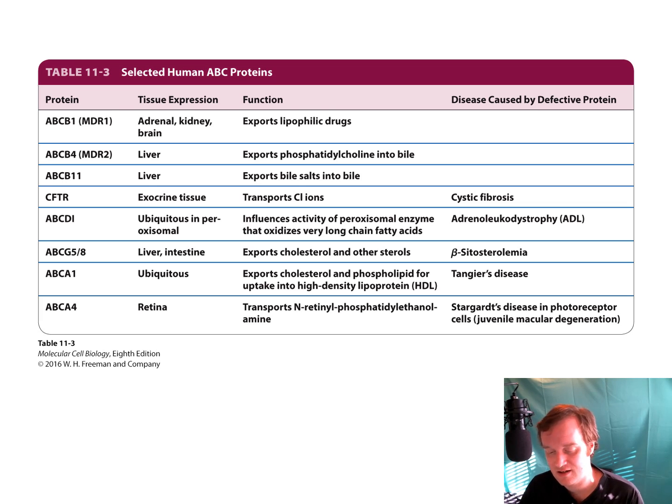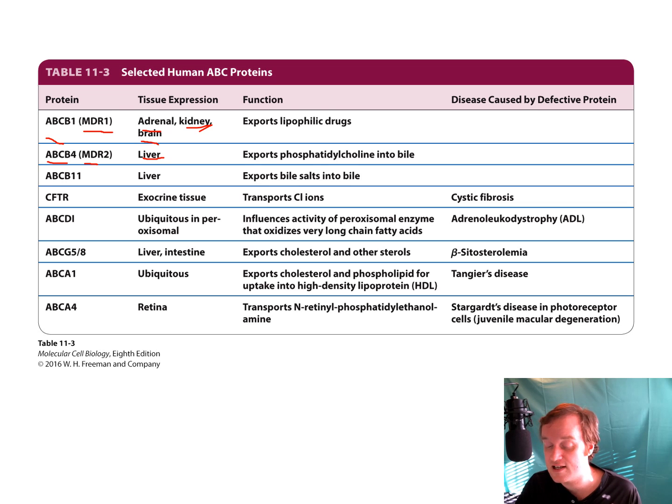As stated before, this ABC family is a superfamily, so there's a lot of them, and they're also functionally and structurally related. But here are some examples. So we talked about MDR1, which is that drug resistance, and MDR2, which is another drug resistance protein, and they've since been renamed to ABCB1 and ABCB4. But this kind of shows where they are. So MDR1 is found in the kidney, adrenal gland, and brain, and then MDR2 is found in the liver.